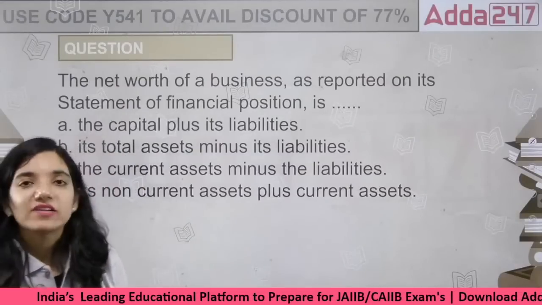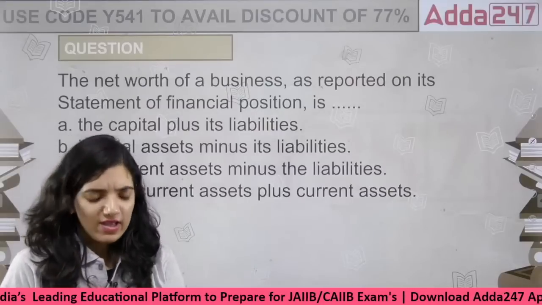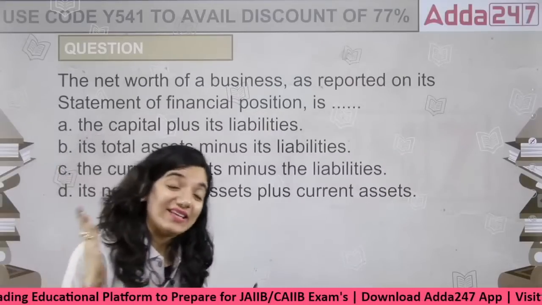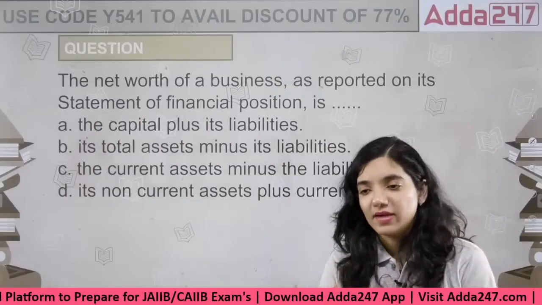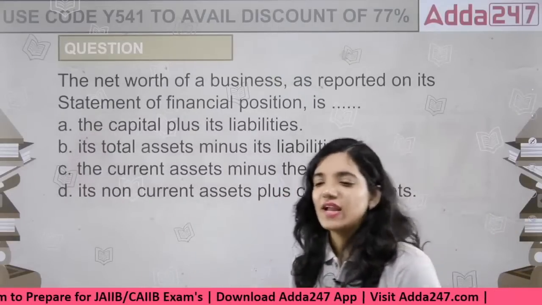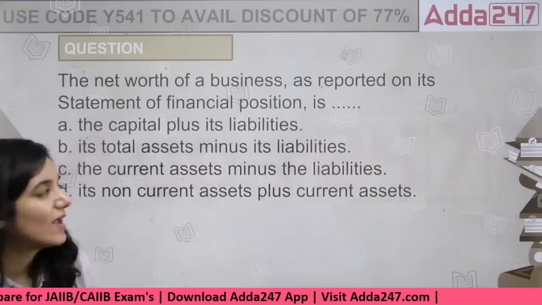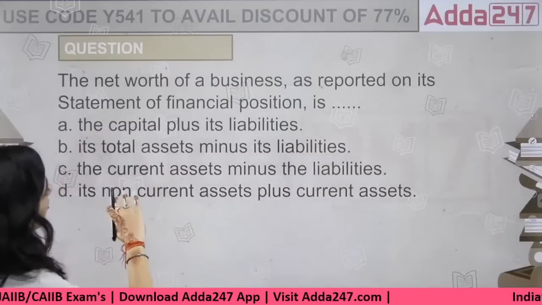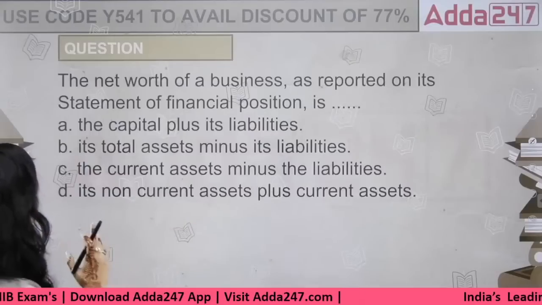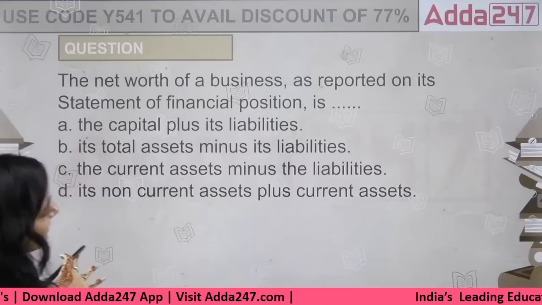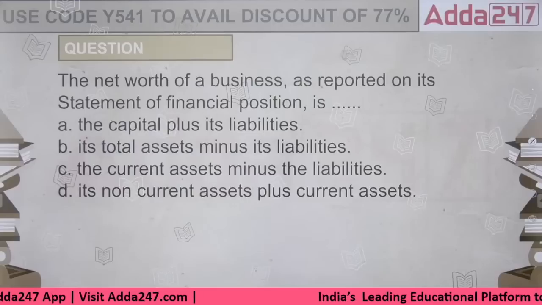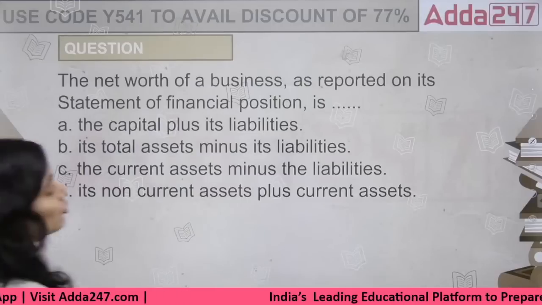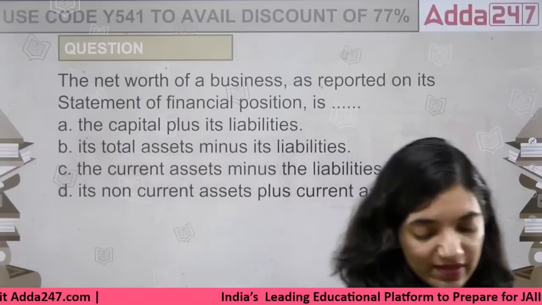Net worth means if I ask you, what do you have? And then you come up and say, ma'am, I have this, I have that. Those are the assets that you have built with your own hard-earned money. So that means the business is the financial position. Capital and liabilities, these are outside liabilities. When we talk about total assets minus liabilities, and then we have the current assets minus the liabilities, we have non-current assets plus the current liabilities. When we talk about the net worth of a company, what would be the correct answer?